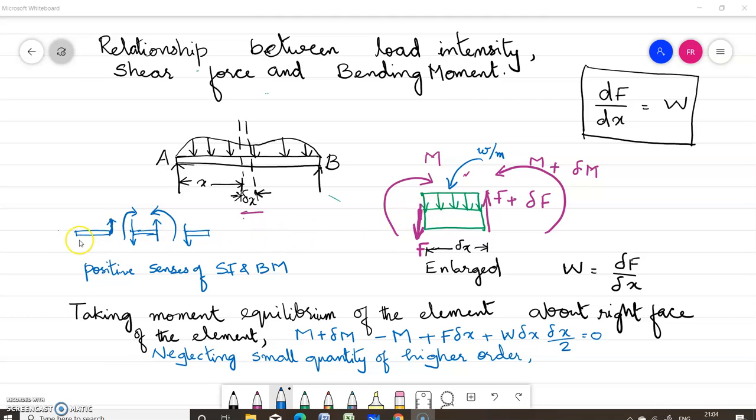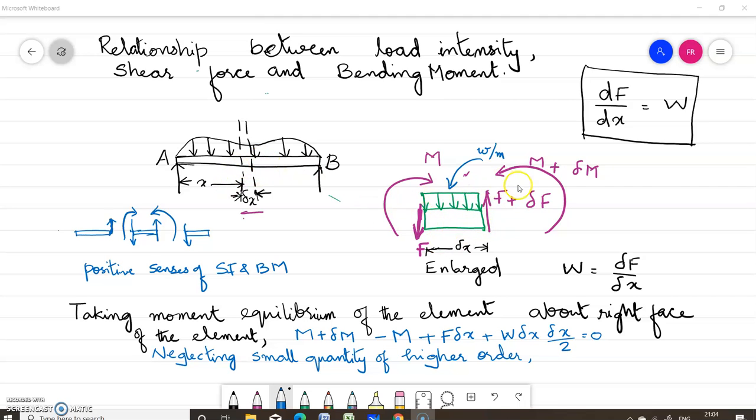Now here you can see the positive senses of all the forces and moments. Right downwards force is positive shear force and right anti-clockwise moment is positive bending moment. So this is the enlarged view of this elemental length.